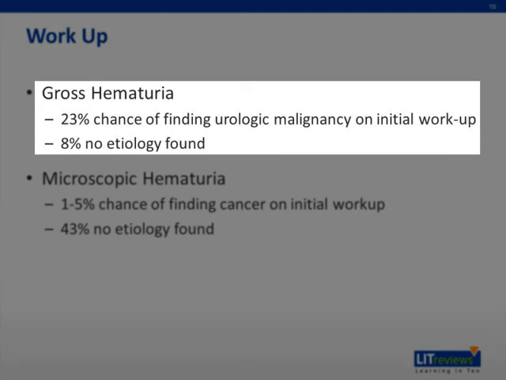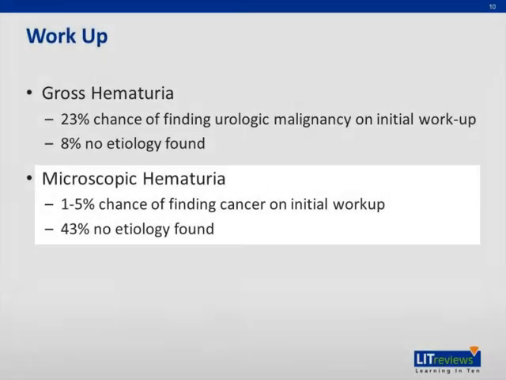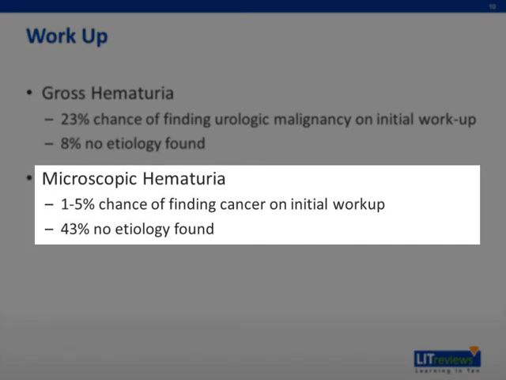If a patient has gross hematuria confirmed with urinalysis, then there is a 23% chance of finding a urologic malignancy on initial workup. In about 8% of patients, no etiology is found. If a patient has microscopic hematuria, then there is a 1 to 5% chance of finding cancer on initial workup. Given these numbers, a patient with gross hematuria should always undergo a full workup. But a person with microscopic hematuria does not necessarily need a workup unless they have certain risk factors. Most often, we don't find the etiology of microscopic hematuria.